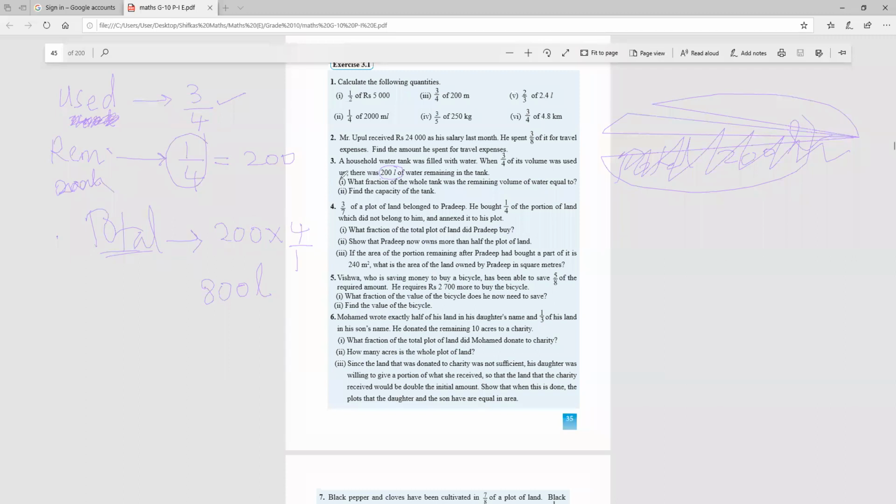Now the first question I'm going to read. What fraction of the whole tank was the remaining volume of the water equal to? Remaining fraction we have already written, 1/4. That is the first answer. Second one, find the capacity of the tank, the total capacity of the tank. Second one, you got full marks because you did the sum.